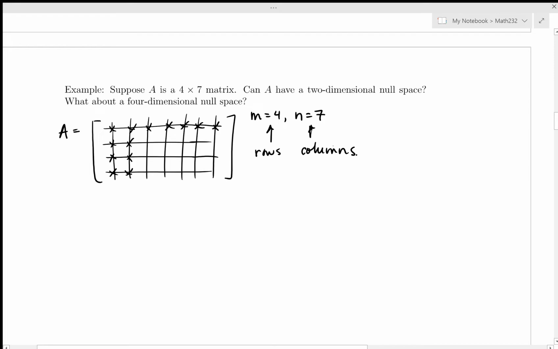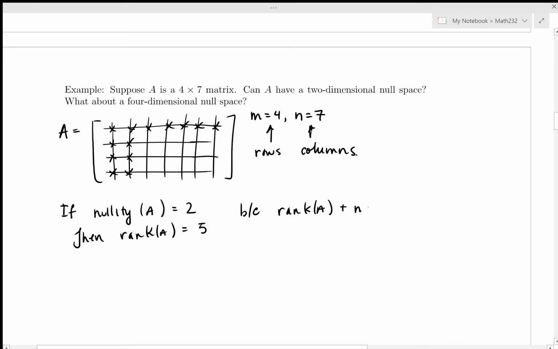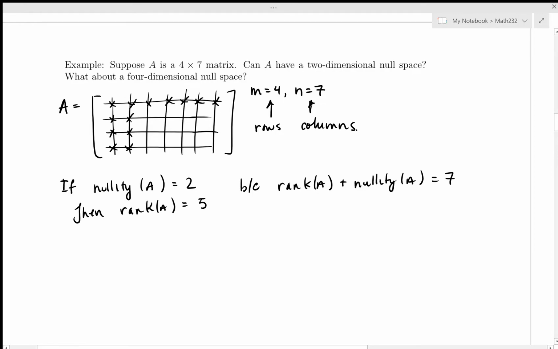Now we're asking, can A have a two-dimensional null space? So let us say that the nullity of A is equal to 2. Then by the dimension theorem, the rank of A is going to have to be 5, right? Because rank A plus nullity A is equal to 7, and 2 plus 5 is 7. However, let us think.